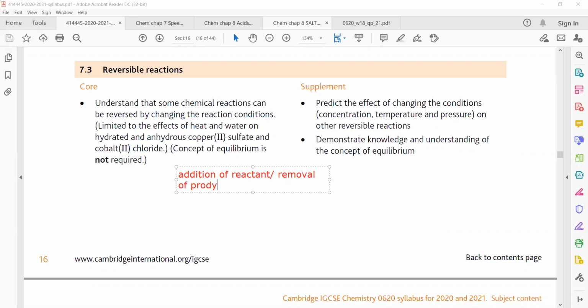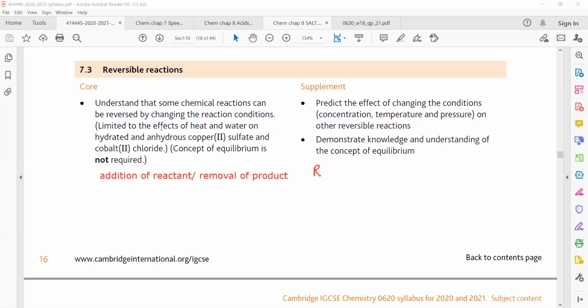If I add a reactant or I remove a product, where will the equilibrium shift? Shifting of equilibrium, it's not about rate. Adding a reactant or removing a product, where does the equilibrium shift, right or left? In an equilibrium mixture, if I add more reactant or remove product, the equilibrium will shift towards the right hand side.